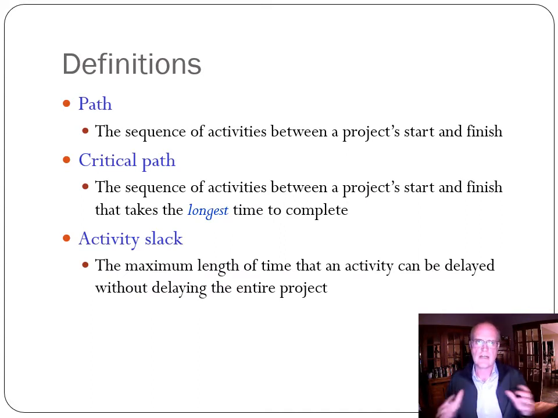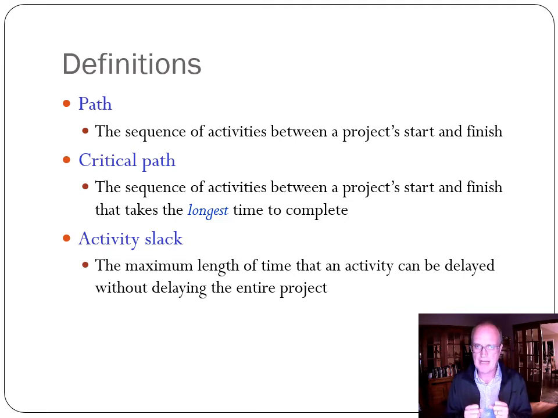So let's talk again about the concepts here. We have the path, which is the sequence of activities between a project's start and finish, and we can have multiple paths. So we track the path of those arrows, and that becomes a path. And then the critical path, and there can be more than one critical path, and we'll look at that in the examples that we do later.